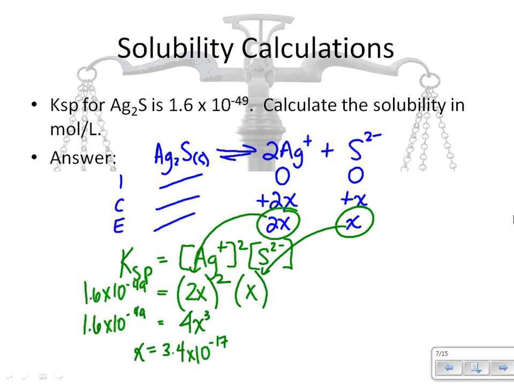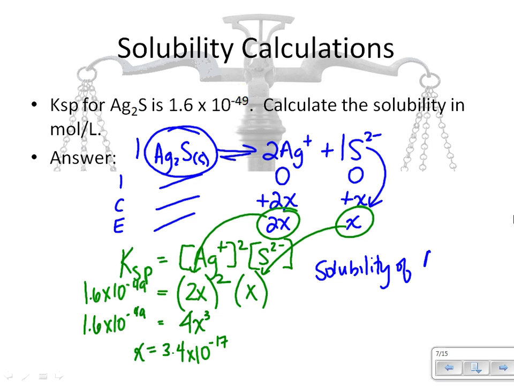But if I'm looking at the solubility for my initial product, or my initial reactant, my initial solid there, that's what I'm looking for the solubility of. I know that this is in a 1-to-1 ratio with my sulfide ions, and I know that my sulfide ions are what I just calculated. So my solubility, shouldn't put concentration, we'll do my solubility of Ag2S ends up equaling the concentration of my sulfide ions. So that means it's, again, the same number, 3.4 times 10 to the negative 17.